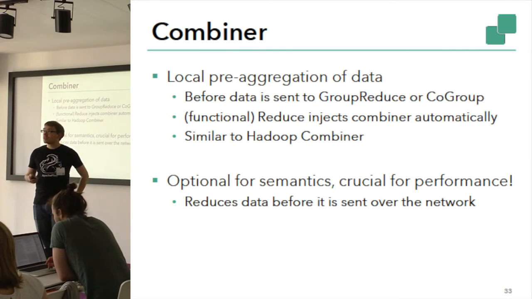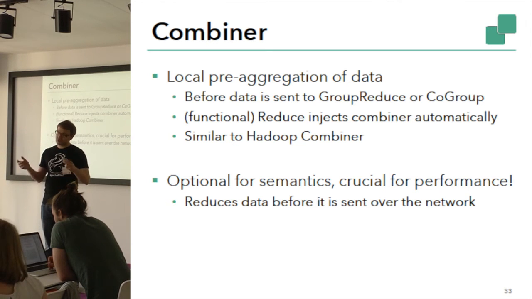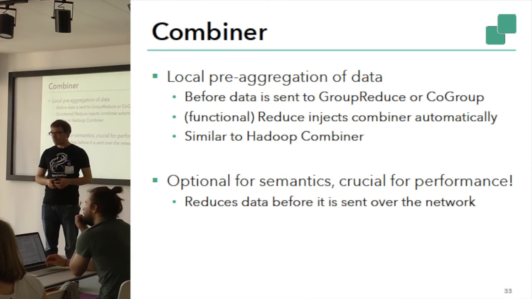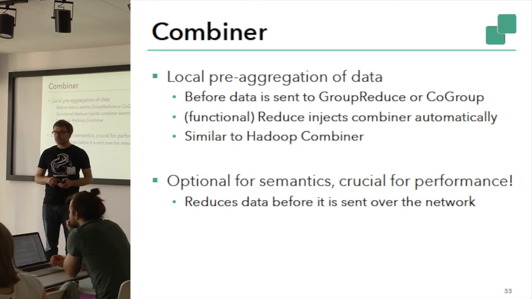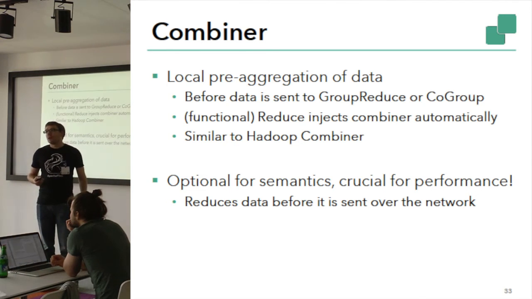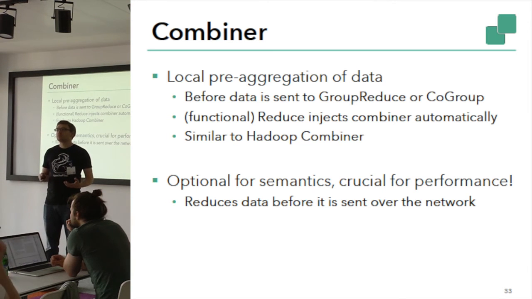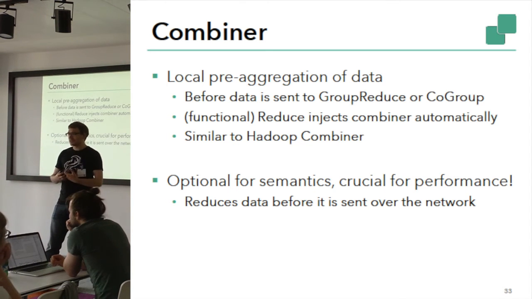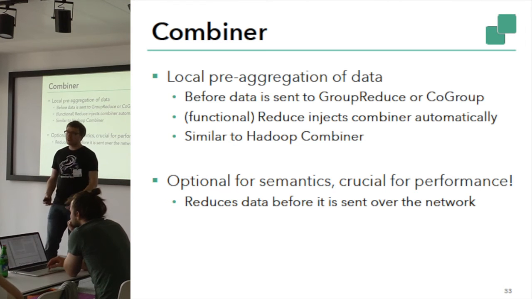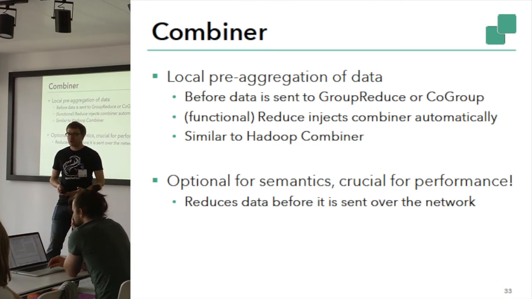The functional GroupReduce injects these combiners automatically, due to this restricted interface of summing up or of combining two elements to one. This interface basically guarantees that you can use the same function also as a combiner. Of course, it's arbitrary code. You can implement whatever you want in a combiner, but usually they are optional for semantics, but crucial for performance. So it can really speed up a program because you reduce the data that is going to be sent over the network quite a lot.